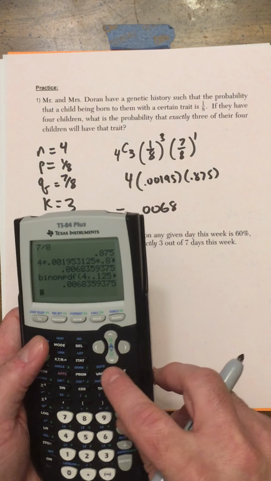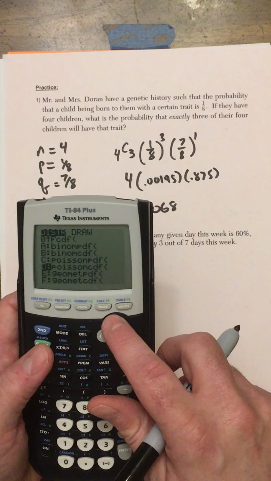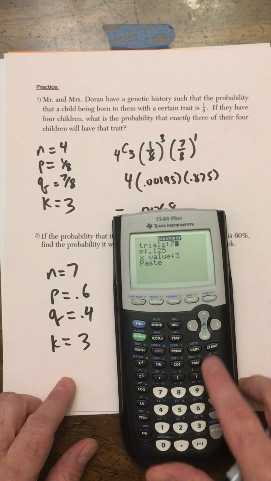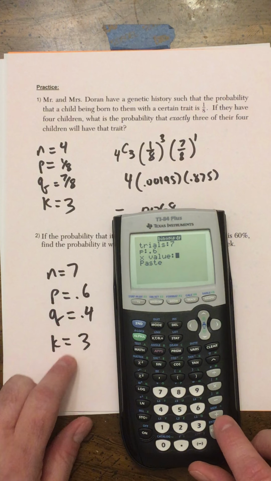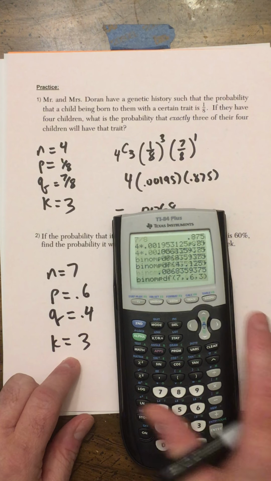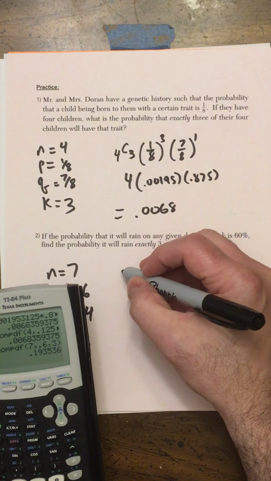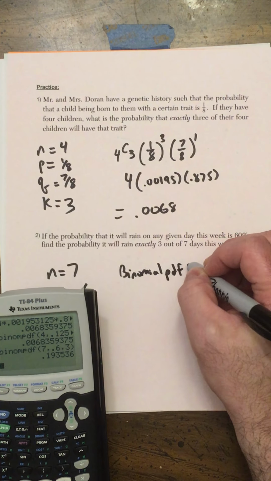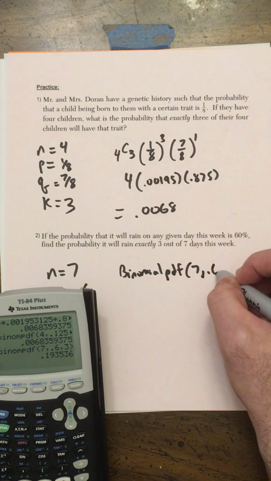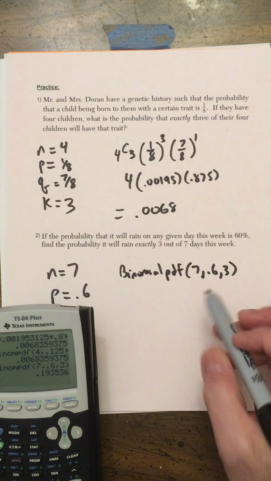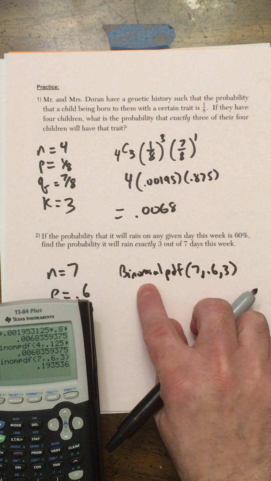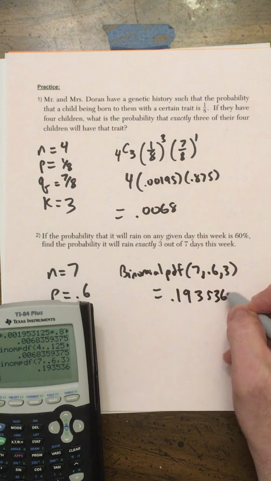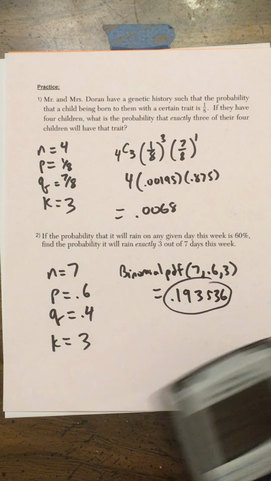Putting that right into the calculator, second distributions, going to the binomial PDF. We're doing 7, 0.6, and 3. If you're going to do it this shortcut way, you want to write down what you did, binomial PDF, and put in 7, 0.6, 3. This is how you could do it. You're allowed to just write this right onto your AP exam. And you got 0.193536. That's the probability.